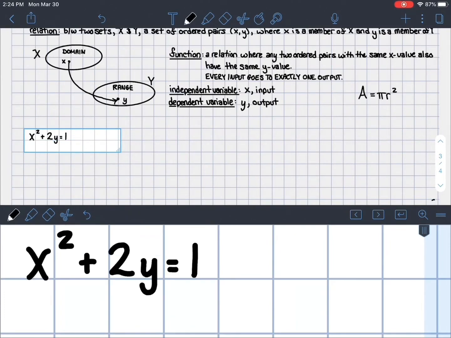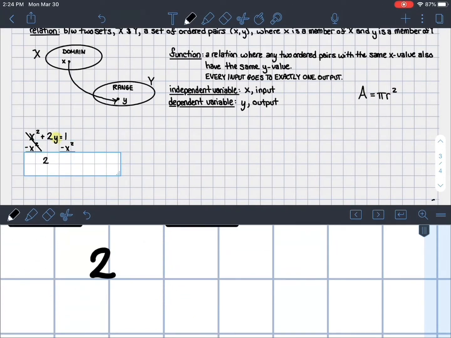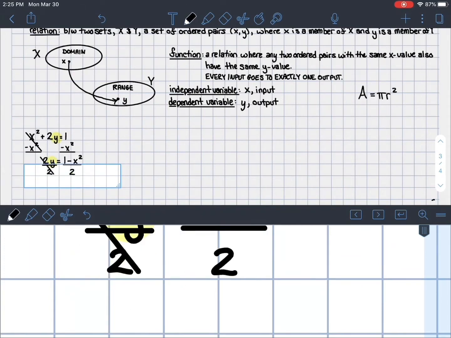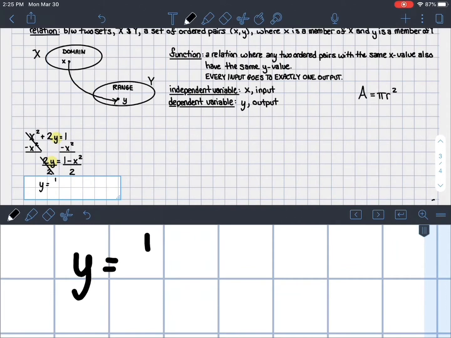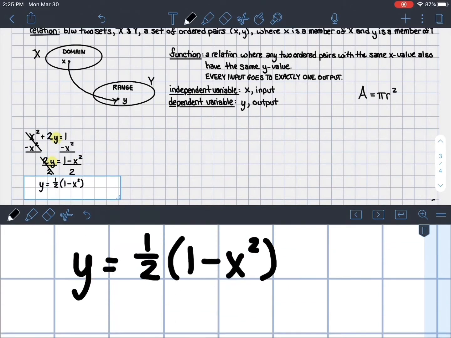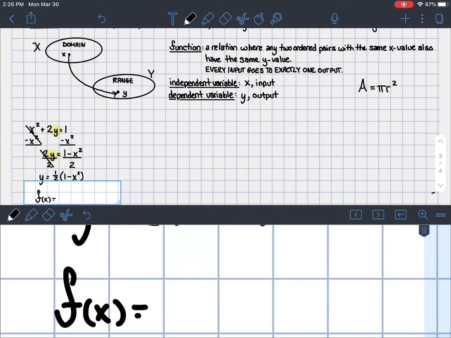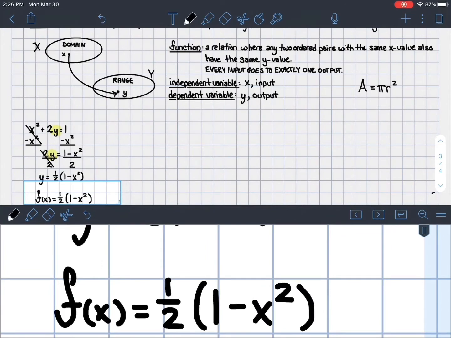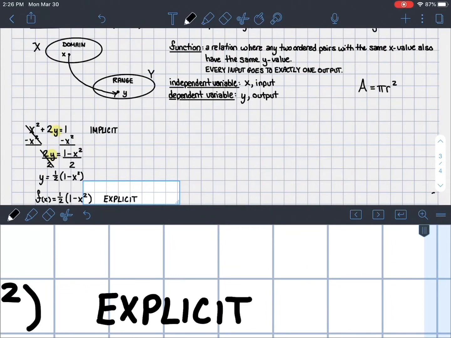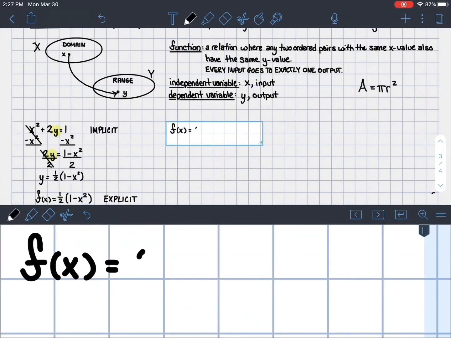Let's look at a function right now. This is x squared plus 2y equals 1. It makes sense to solve for the output explicitly so we can evaluate it easier. Here I am solving for y. Now we have an explicit function where y is very clearly a function of x, whereas in the beginning we had an implicit function. Furthermore, because this is a function, instead of saying y equals, I can say f of x equals, which just denotes very easily that this is a function that inputs x.